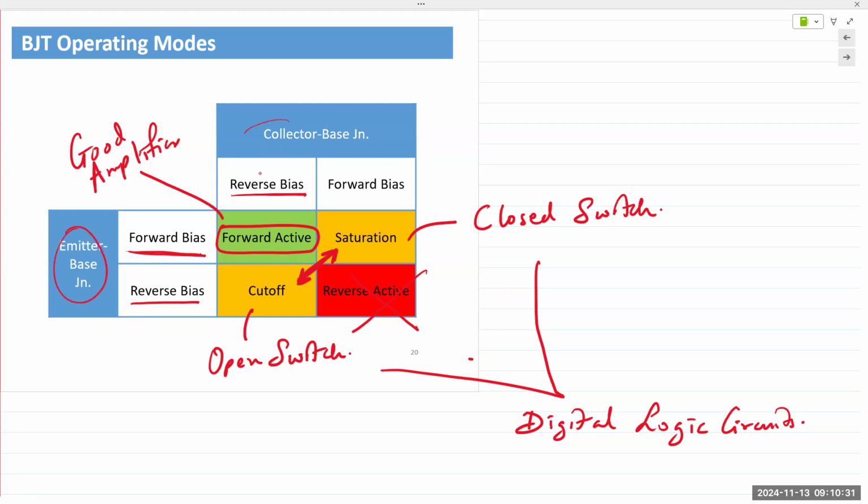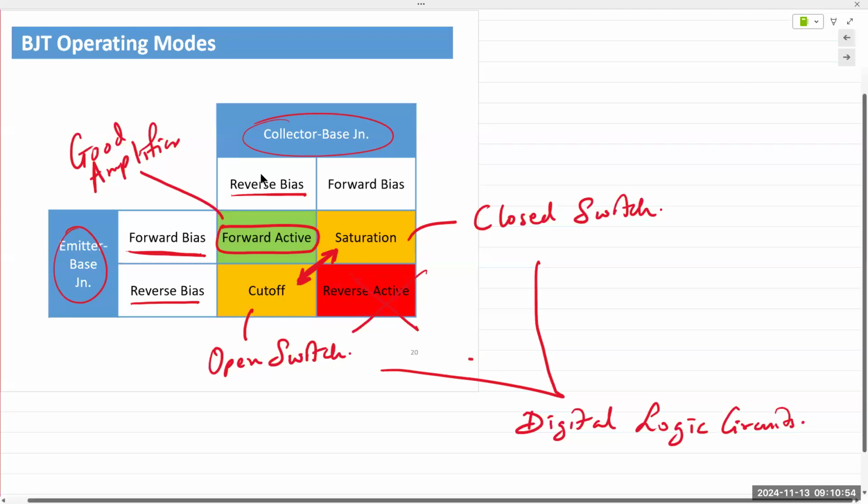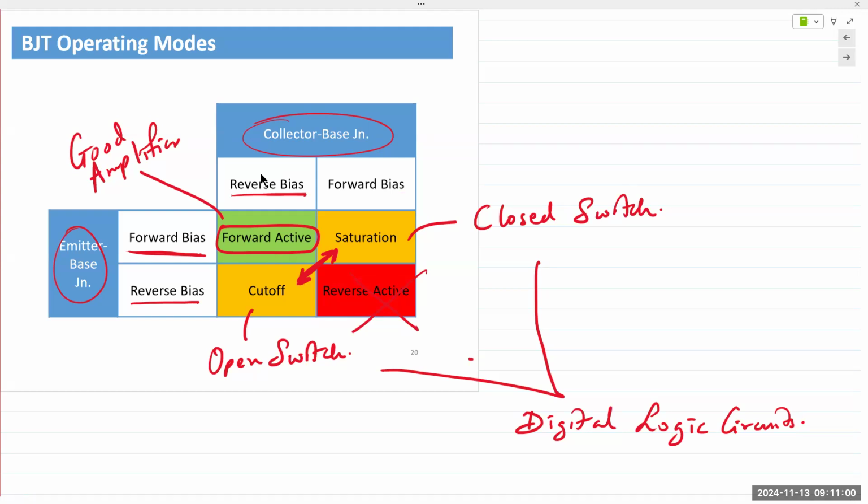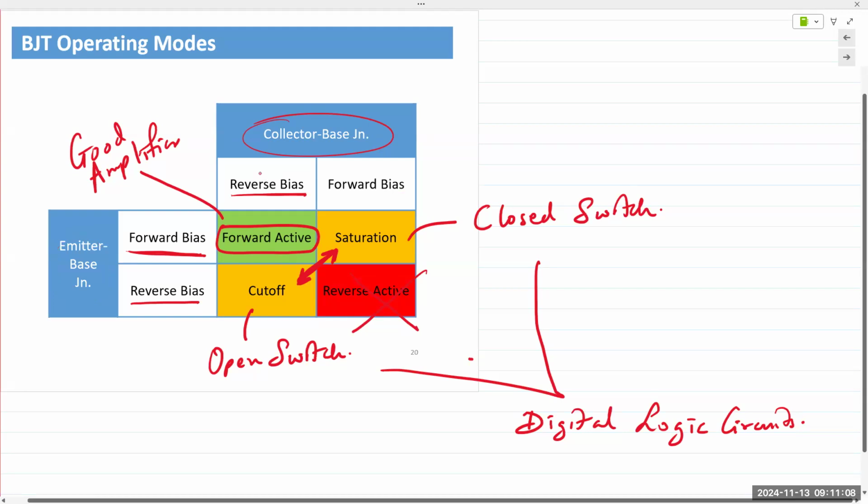In a BJT, we have base in the middle, emitter on the outside, collector on the outside. So we have an emitter-base junction and a collector-base junction. Depending on the junctions being forward bias or reverse bias, we have 4 different modes of operation. Typically, we say it's only 3 different modes of operation because this reverse active region is forbidden, or at least we don't want the transistor to operate in reverse active region. No good can come from it. There's no application. The transistor is completely off. And that occurs when the emitter-base junction is reverse bias and the collector-base junction is forward bias.